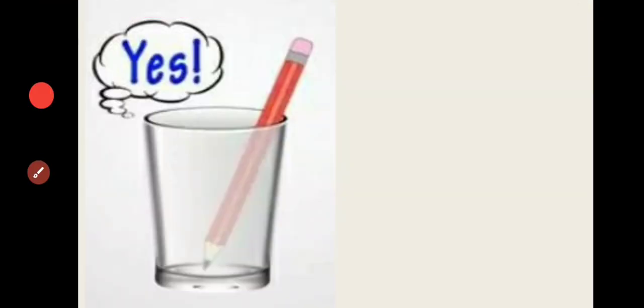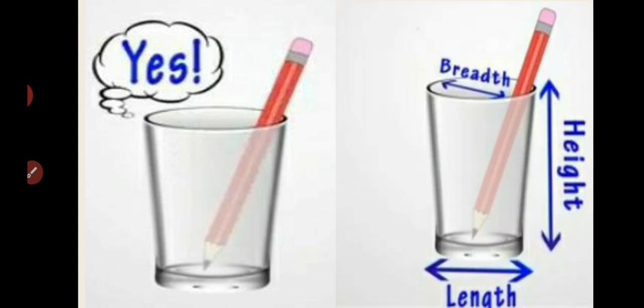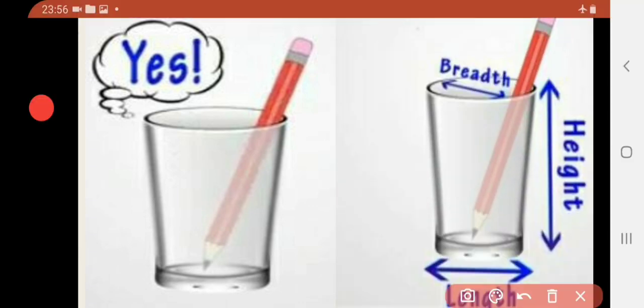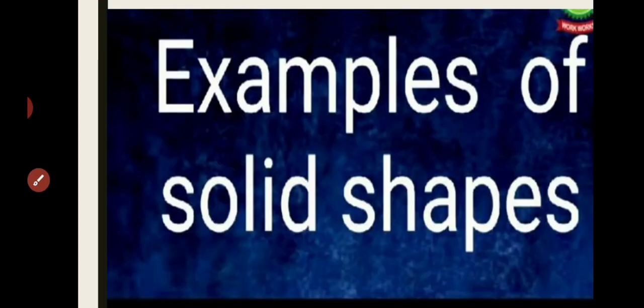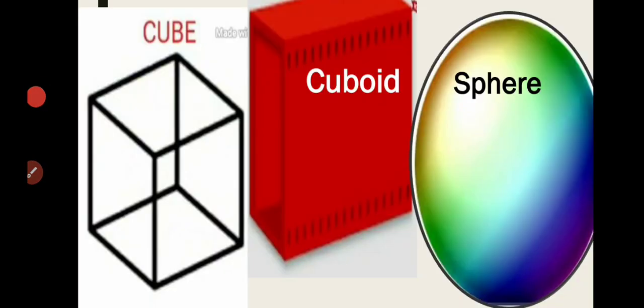As you can see, this is a picture of a glass. If I ask, can you put anything in this shape? The answer is yes, because it occupies space and it has 3 dimensions, that is length, breadth and height. Children, examples of solid shapes are cube, cuboid, sphere, cone, etc.